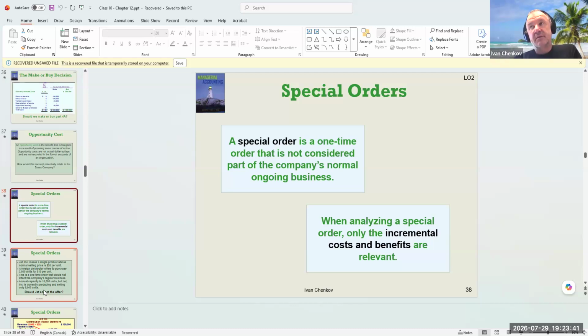The other thing that we have to consider is that we have to apply the incremental costs and benefits, and as long as the benefits are more than the costs, we may consider that special order. Again, our other customers are not going to find out about this special order, our business is not going to be affected, and we have enough capacity to produce the required units for the special order.